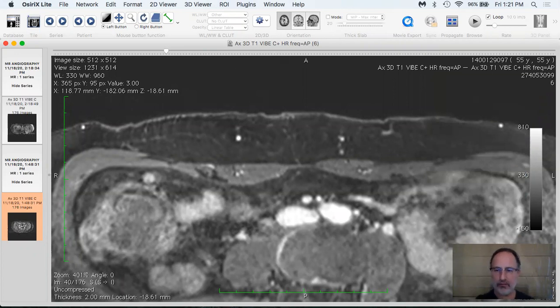I am a microsurgeon in New York City, and I do perforator flap breast reconstruction for patients who've had mastectomy. Today I'll be talking to you about MR angiography.